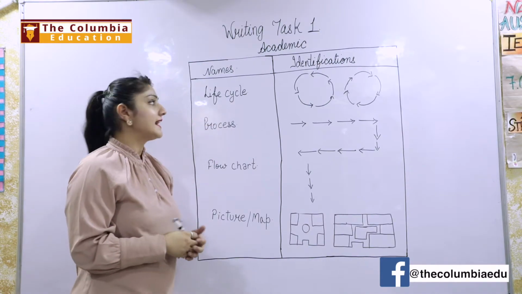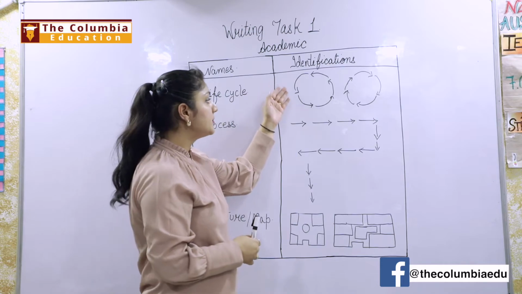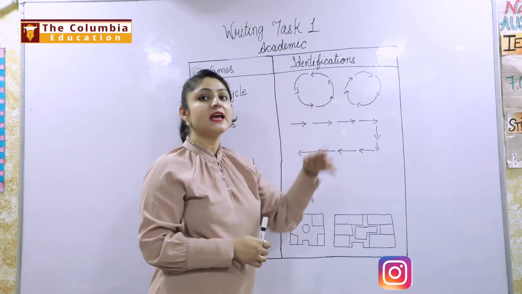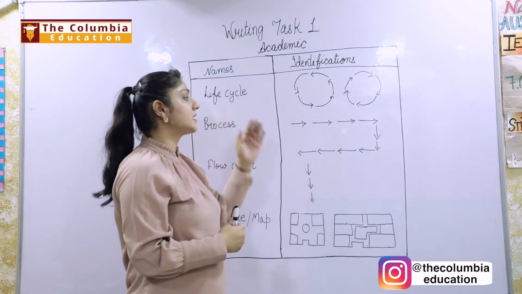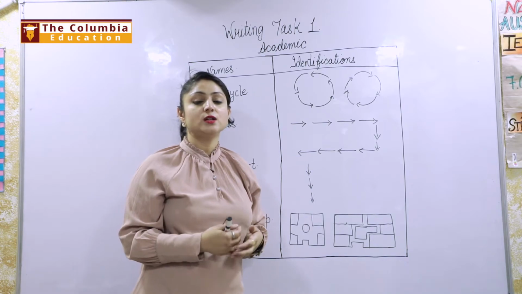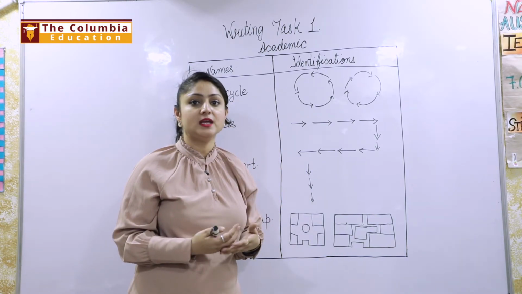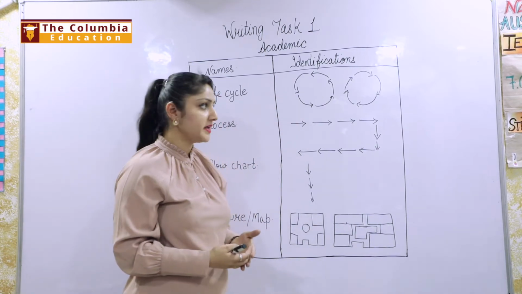Next chart we have is a life cycle. In a life cycle you can see I have made the arrows in a circular position. When we have arrows in a circular round, then it's a life cycle. You can get the life cycle of either paper, or even living creatures like a bee. You can get any kind of life cycle in your task 1, right?